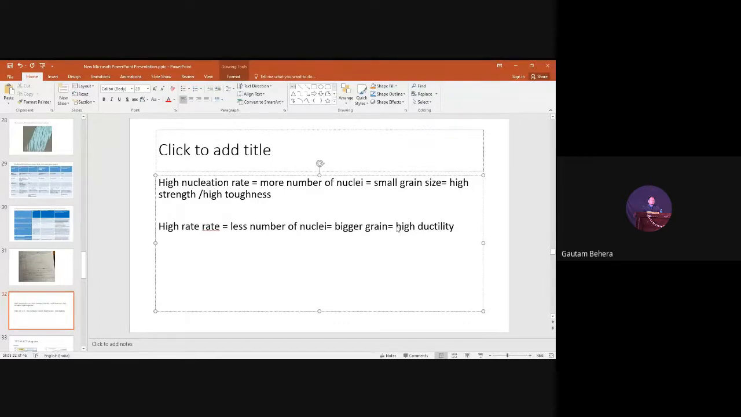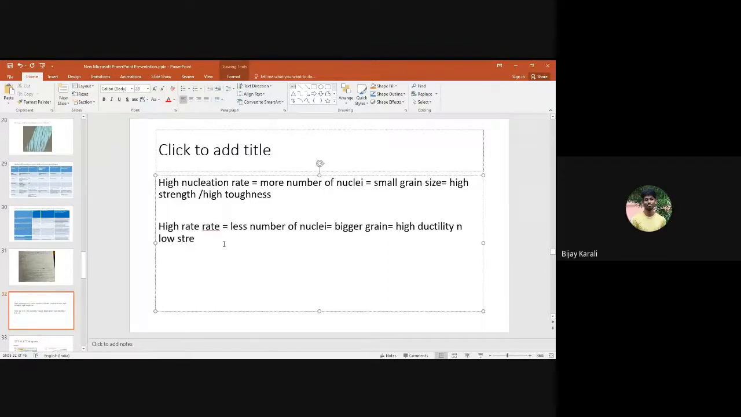High ductility, right? No, sir. Yes. So low ductility? Which one? Bigger grain, low ductility? What are you saying?